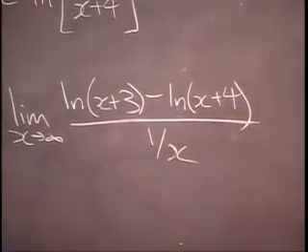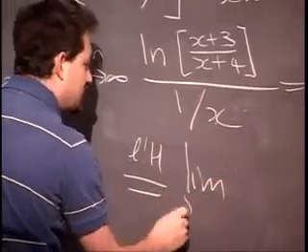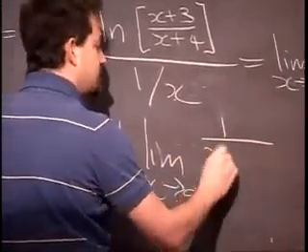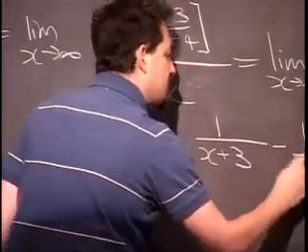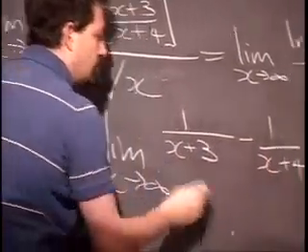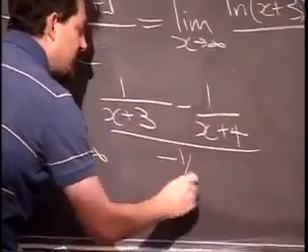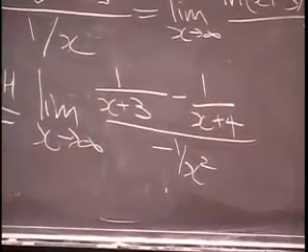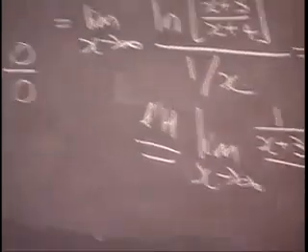And now it's a pleasure to differentiate. Well, not quite, but it's nice anyway. It's not too bad. You get 1 over (x plus 3) minus 1 over (x plus 4), all over minus 1 over x squared. And there's a limit that we have to work out. Well, how do I deal with this? Algebra.